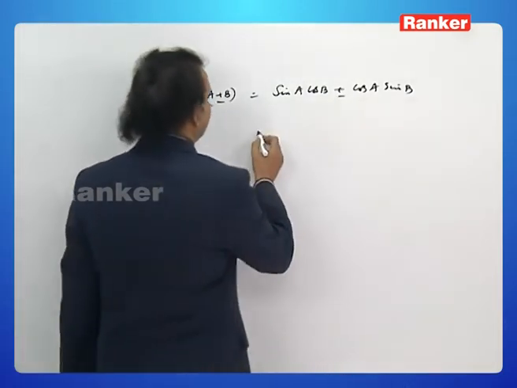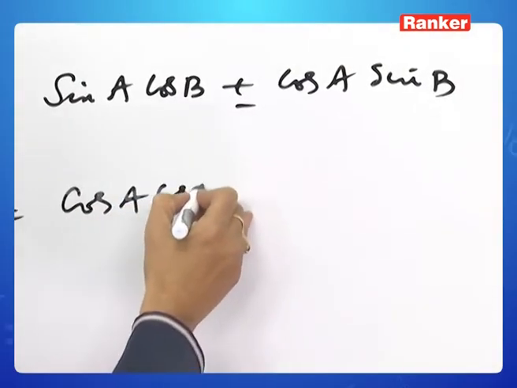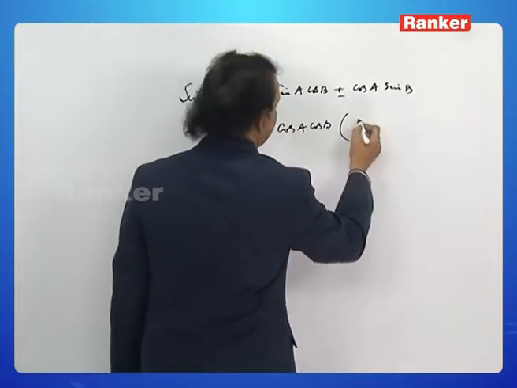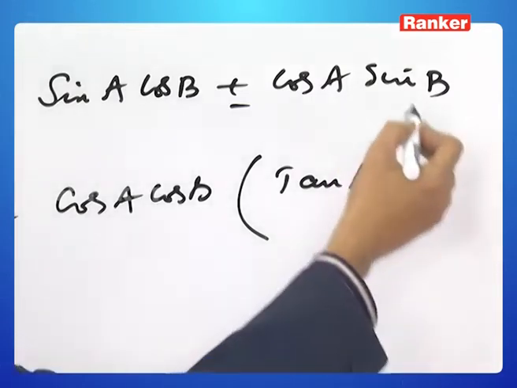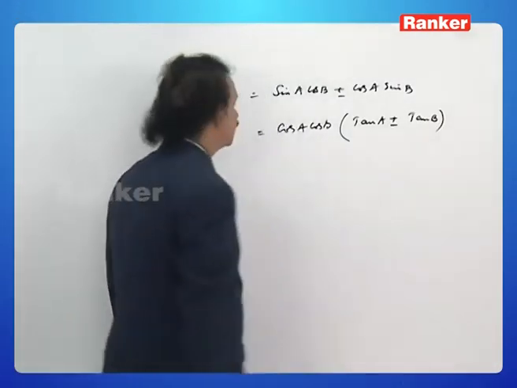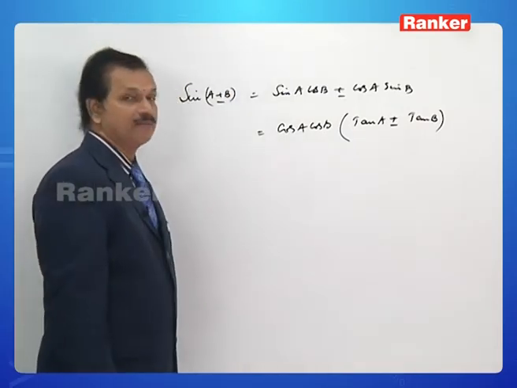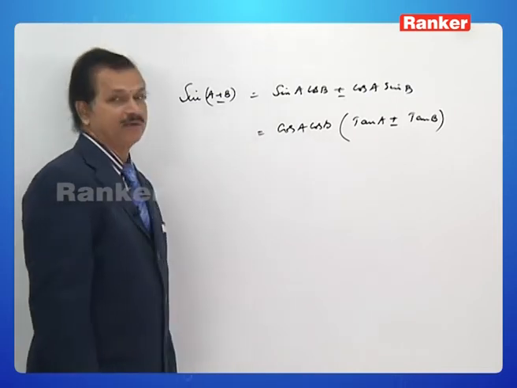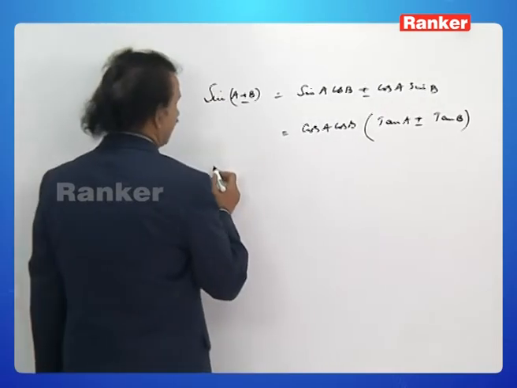Of course, if we take cos a cos b as a common factor, here you have sine a by cos a, that is tan a. Here sine b by cos b, tan b. You can write sine of a plus b as cos a cos b into tan a plus tan b also. Sine of a minus b as cos a cos b into tan a minus tan b also. Yes. Good. Just like that.